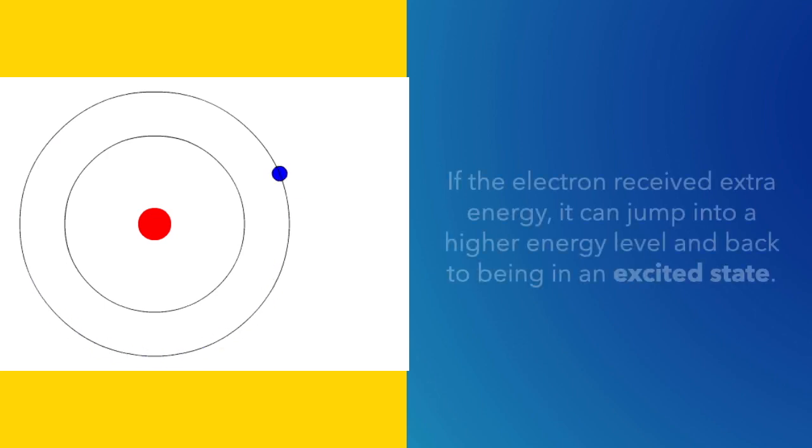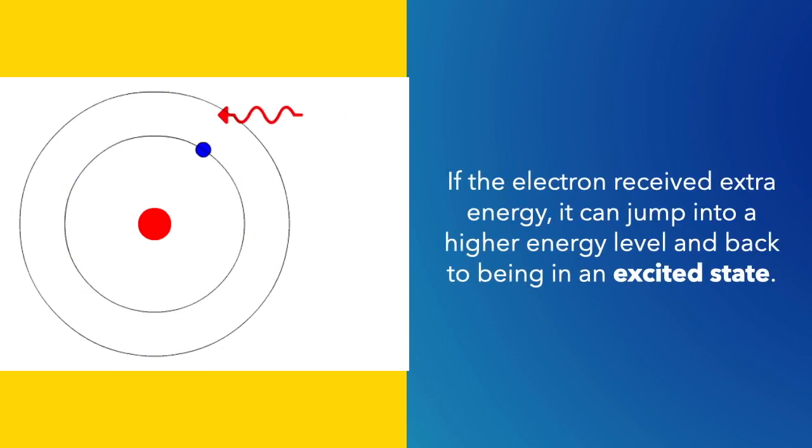Pero kapag yung electron naman ay nag-receive or tumanggap ng extra energy, it can jump into a higher energy level and back to being in an excited state. Makikita natin sa encircled part ng ating figure, kapag tumanggap siya ng energy from the environment in the form of electricity or heat, tumatalon siya papuntang higher energy level or excited state.